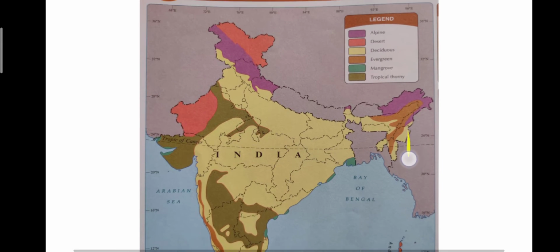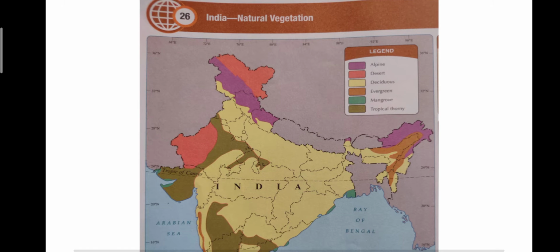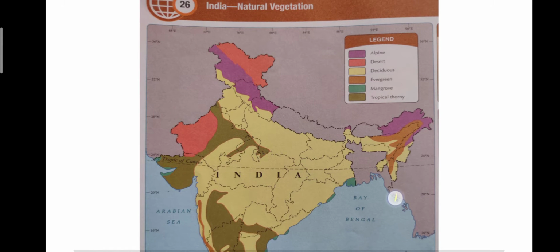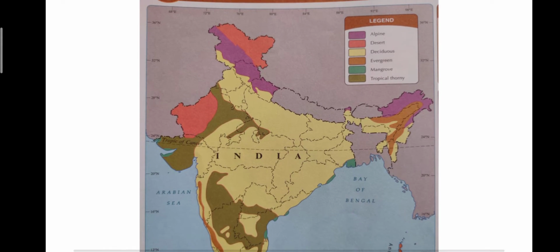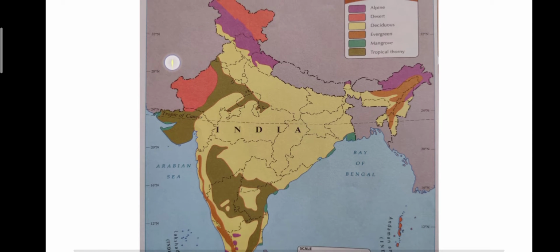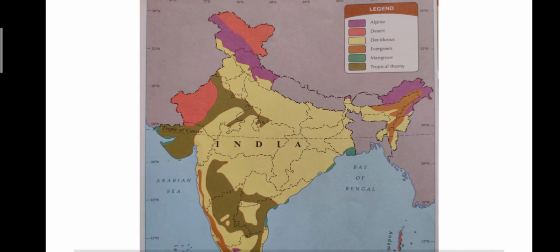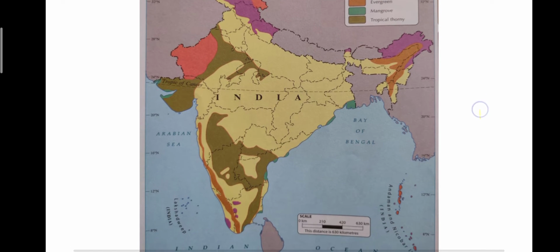Next example is that this thematic map is showing us the natural vegetation which is present in India. So the color purple will show you the alpine vegetation. Alpine means all the kind of vegetation that you find on a mountain. So alpine means all the vegetation which grows on the mountains. The purple shade will show you the alpine vegetation. The pink shade will show you the desert vegetation. The yellow color is going to show you the deciduous vegetation, and so on.